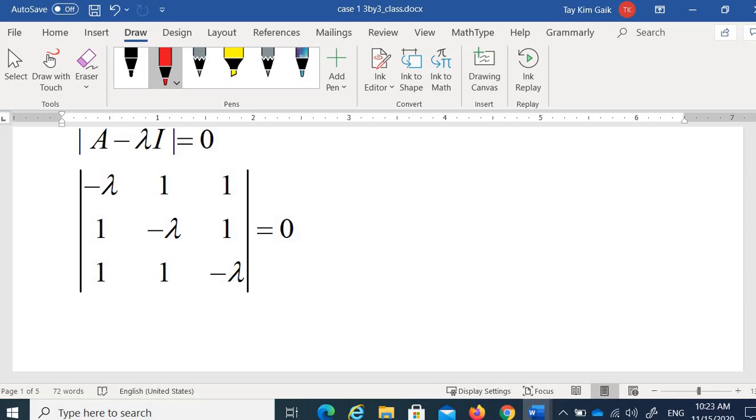Let's say I take the first row and pivot at the first row. Remember we have the signs, which start from positive and alternate. So the signs are positive, negative, positive. Taking the first one, I pivot at the first row, so I get positive times negative lambda.